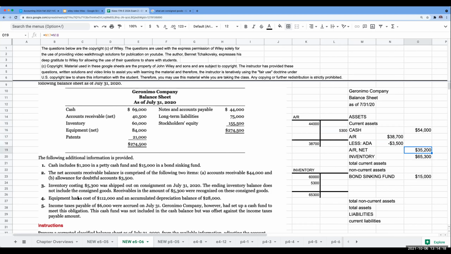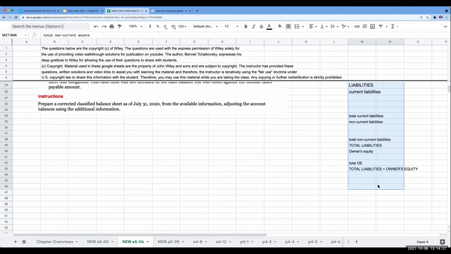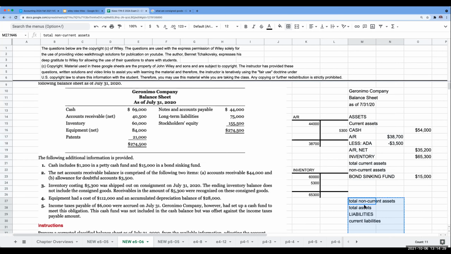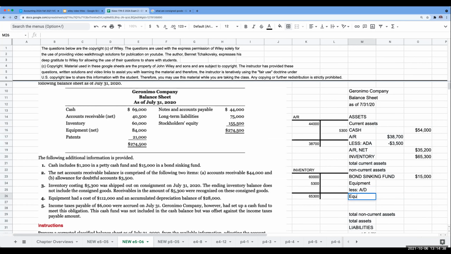Okay. So equipment had a cost of 112,000 and accumulated depreciation of 28,000. When I look at that part here, equipment is always going to be a non-current asset. So here we have equipment less accumulated depreciation on the equipment, which is going to give me equipment net. My equipment net balance is 84,000. Where did this come from? Accumulated depreciation of 28,000 and equipment of 112,000.